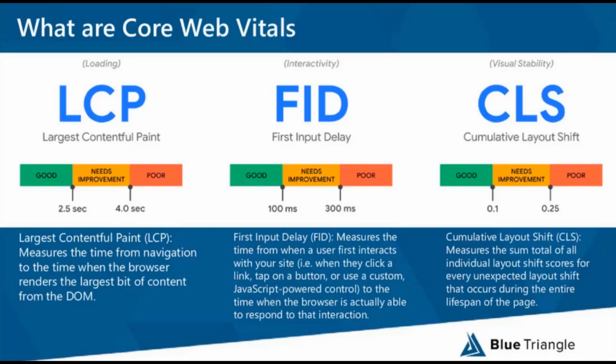I always use the example of, have you ever clicked on a website and ended up clicking on the wrong thing because the page shifted down? That kind of level of frustration. That's what the CLS is measuring, just how much of your site is shifting during its load time.